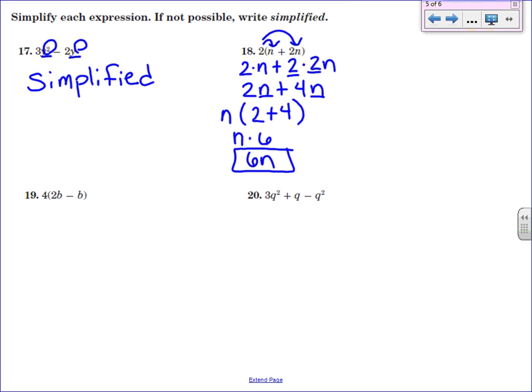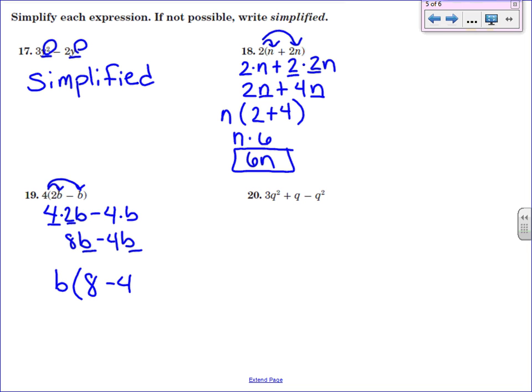Same thing's going to happen in number 19. 4 times 2b minus 4 times b. So 4 times 2 is 8b minus 4b. I have common factors of b, so I can pull them out, and I'm left with 8 minus 4. 8 minus 4 is 4. So my final answer is 4b.